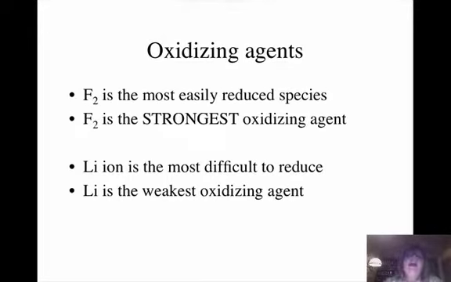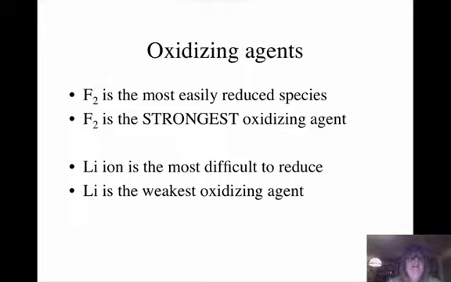All right, so oxidizing agents are things that are easily reduced. They have high reduction potential. So if you look on your reduction potential table, fluorine, F2 plus 2 electrons going to 2 F minus, 2 fluoride ions, has a reduction potential of a positive 2.87 volts. That is the highest value on the table that I'm looking at. So it is the strongest oxidizing agent because it's easily reduced.